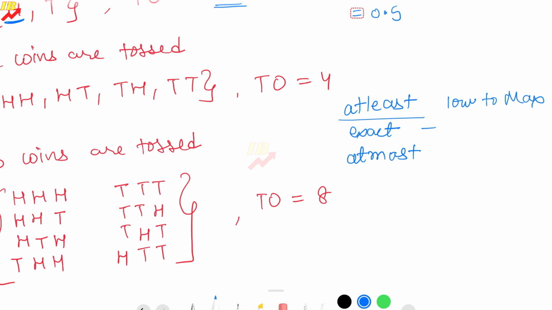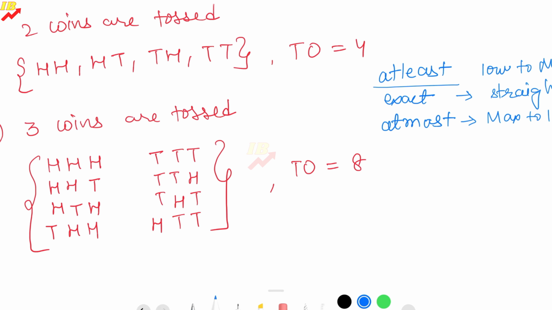Exact means whatever they are asking, you are simply going to write that. No excuses, no assumption, nothing is there. Exact means straight value, whatever they are asking, you are going to write that straight. At most means we are talking about the maximum value, right? When we talk about the maximum value, then we go till the low value. Okay, now how does this work?